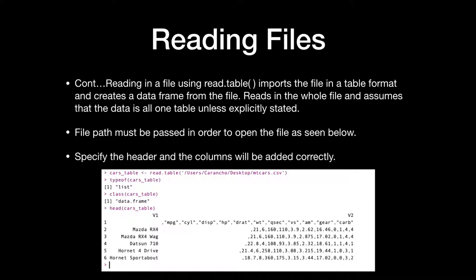Continuing on, reading in a file using read.table imports the file in a table format and creates a data frame from the file. This reads in the whole file and assumes that the data is all one table unless explicitly stated. The file path must be passed in order to open the files as seen below. You also have to specify the header in the columns so they're added correctly.